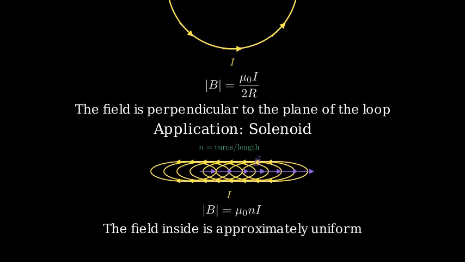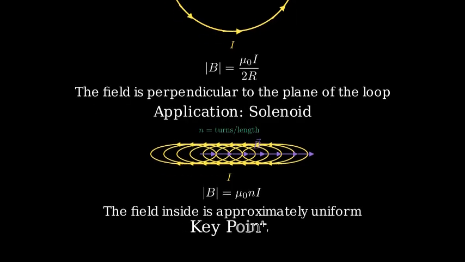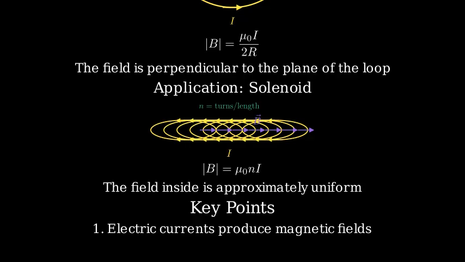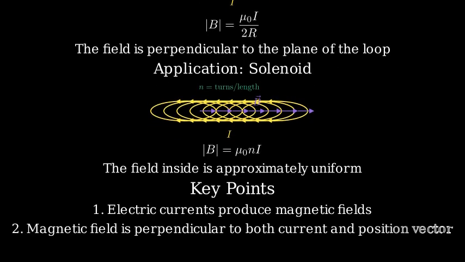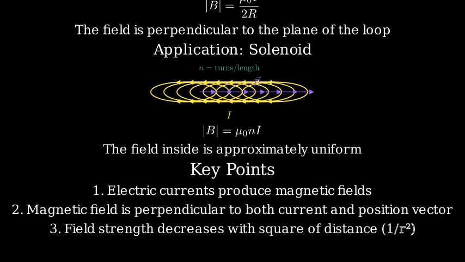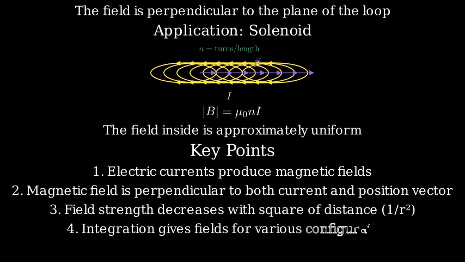Let's quickly recap the key points about the Biot law. First, it relates electric currents to the magnetic fields they produce. Second, the magnetic field is perpendicular to both the current direction and the line connecting the current element to the field point. Third, the field strength decreases with the square of the distance from the current element. Finally, integrating the Biot law allows us to calculate the magnetic field for various current configurations, such as straight wires, circular loops, and solenoids.